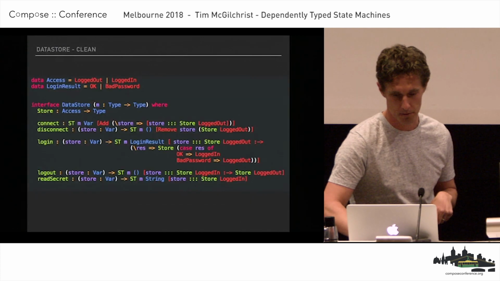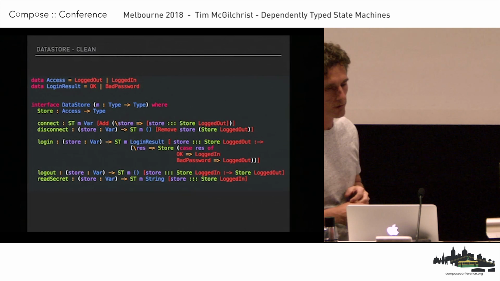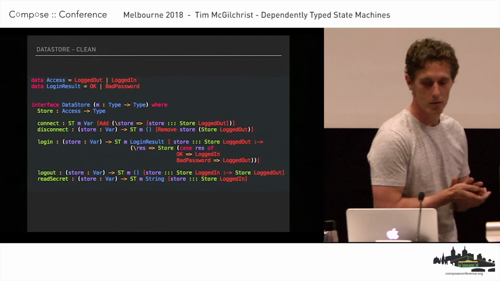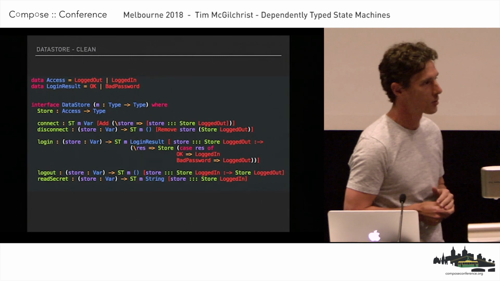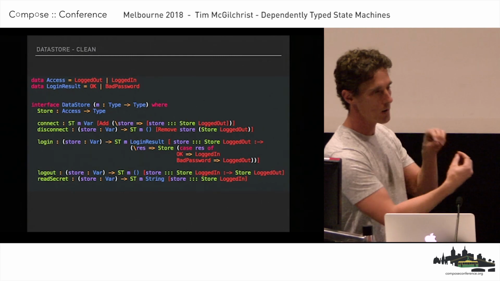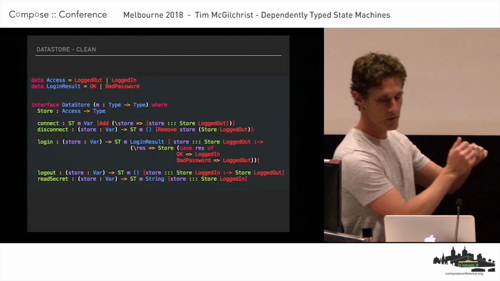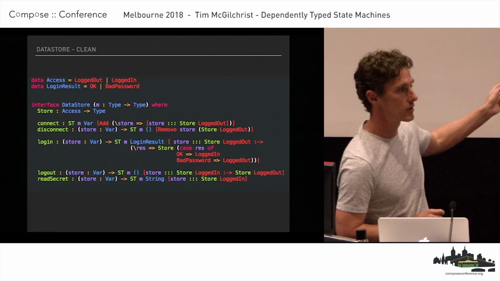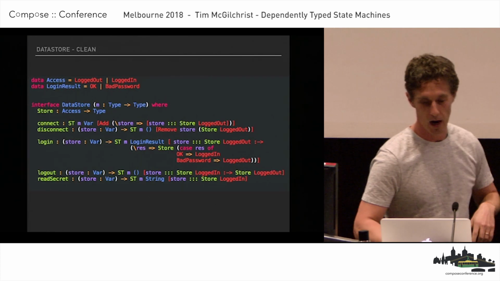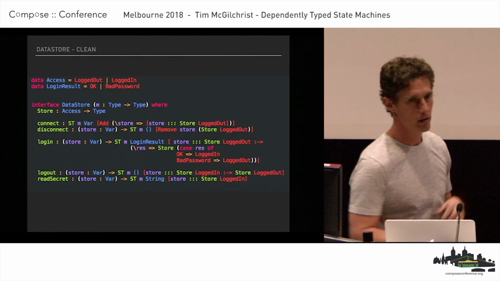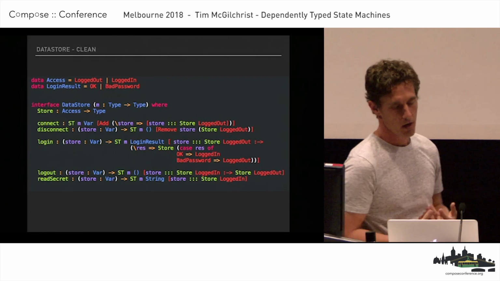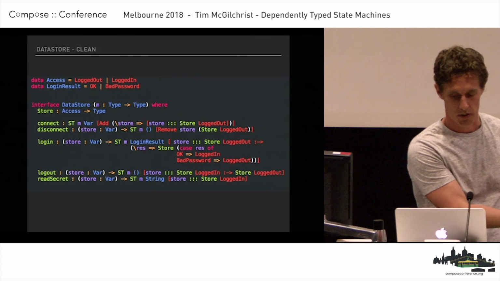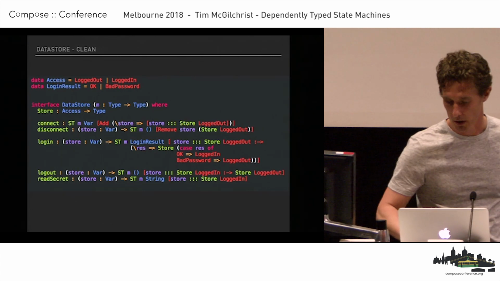So that's kind of like the final cleaned up version of the data store. I think it reads really nicely personally, but it might not for everyone. But you can clearly see in the types what states are preconditions, what states are postconditions, what is being returned from a particular function. And it's quite readable, and you could imagine almost even generating documentation and generating your state machine diagram from the types here.